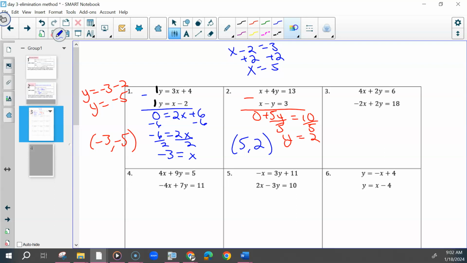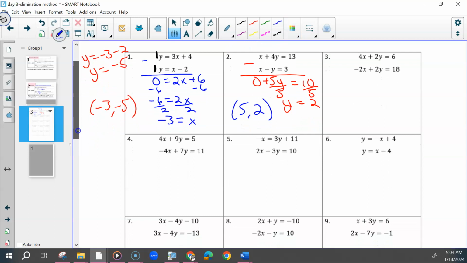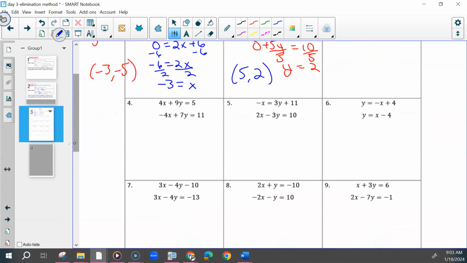Questions so far? We're going to skip 3, move on to number 4. Which variable has a common or similar coefficient? X. So they don't have to be exactly the same. They can be, one can be negative, one can be positive. So if we were to eliminate our x's here, would we add or subtract?